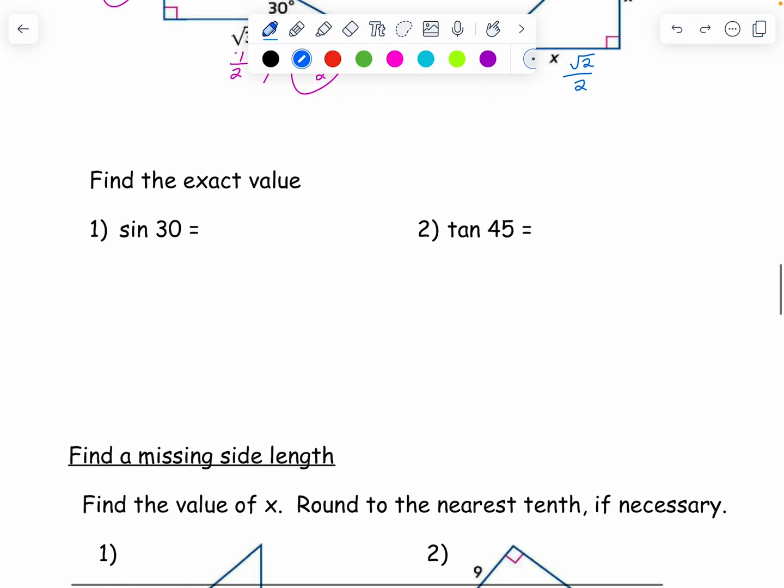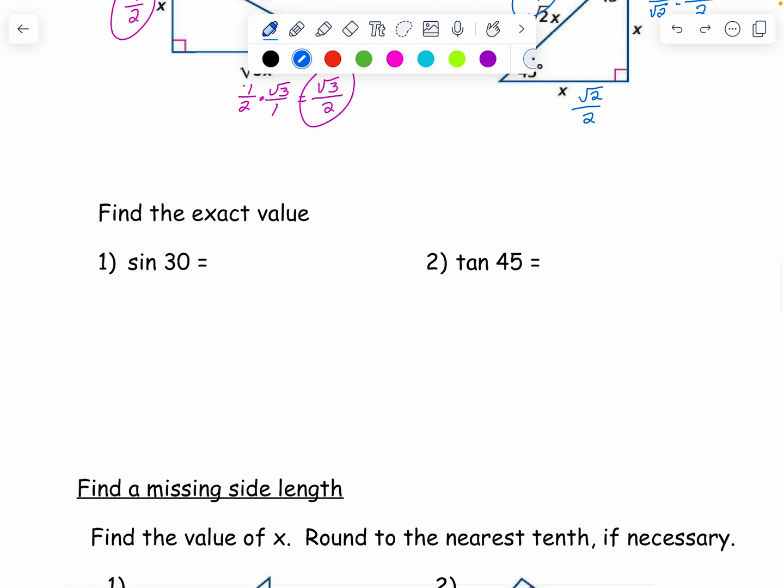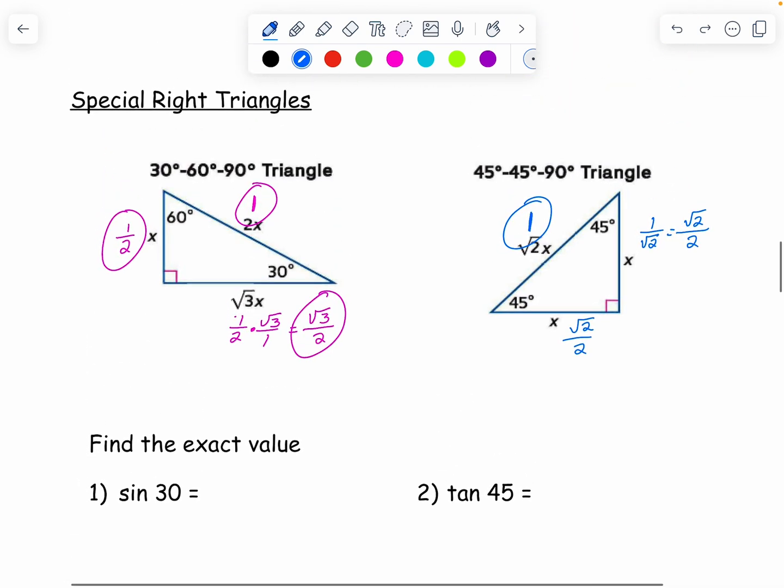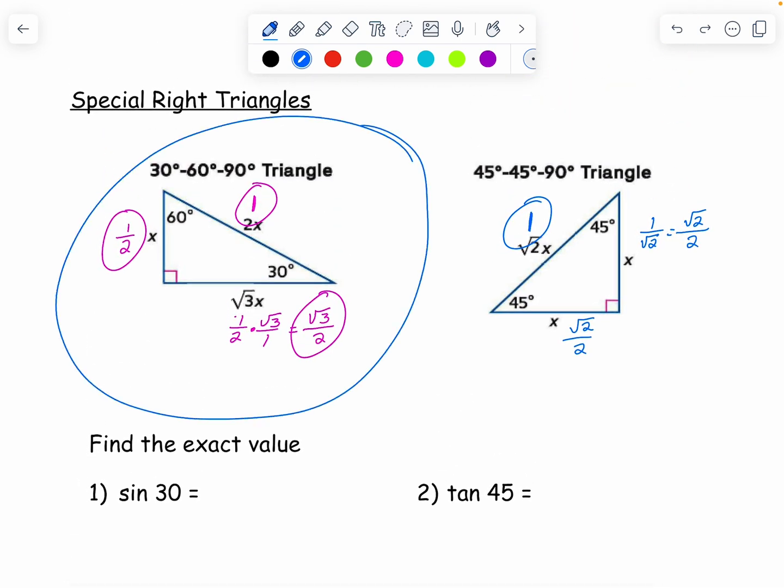All right, so now with that in mind, let's take a look at here. We want to find the exact value of sine 30. Now, they don't give us any side lengths, but given this information, we can take those and we can create a ratio using these numbers.